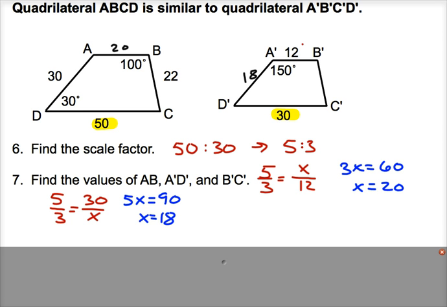And the last one they want us to find out, trying to find out B prime C prime, and I realized that it corresponds to BC, which is 22, and I set up another proportion. So my scale factor is 5 to 3. The larger quadrilateral value goes on the top, which is 22. The smaller on the bottom, which I'm going to call X, and I cross multiply again. So I get 5X equals 66. Divide by 5, and what do we get? 13 and 1/5.